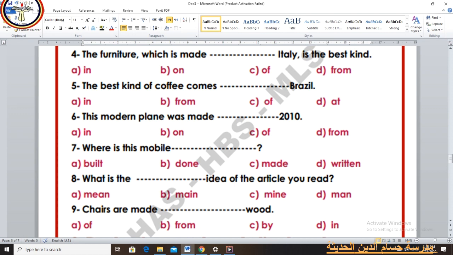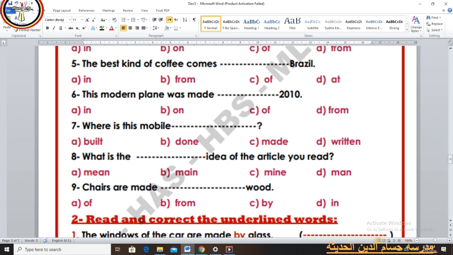Oh, Mariam, please think again. Look at this: was made blank 2010. Can you think carefully? I want to hear another answer. Yes, Hamza? Yes, it's in. Very good, Hamza. Can you hear? It is in, not of. Before years, we must put in, not of.